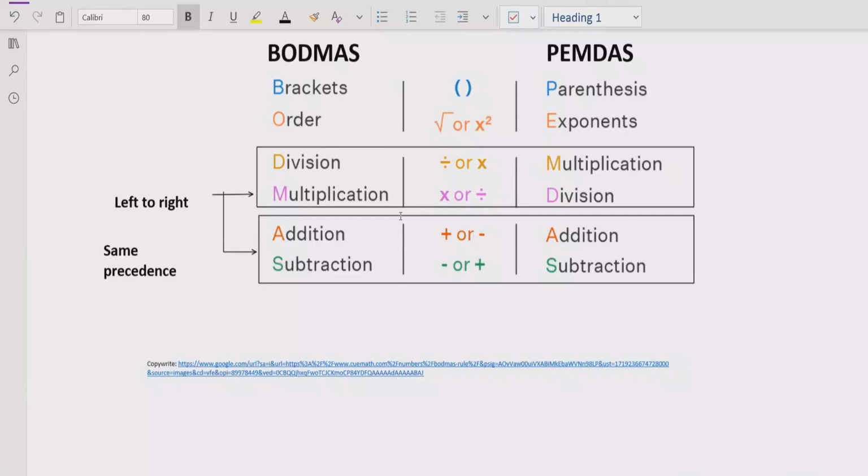Step number 3, you have to solve the division and multiplication, or multiplication and division. So what you have to do, you have to go left to right in your expression and find out division and multiplication. So both have similar precedence, so you can solve any of them which is coming first. Similarly, for addition and subtraction, we have the same rule. We can solve addition first if it is coming first, and we can solve subtraction first if it is coming first.